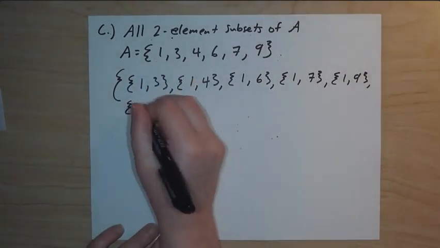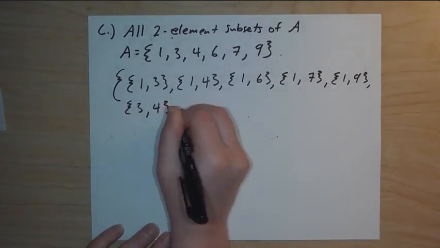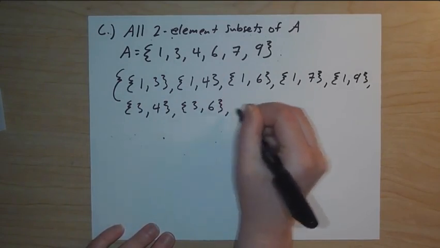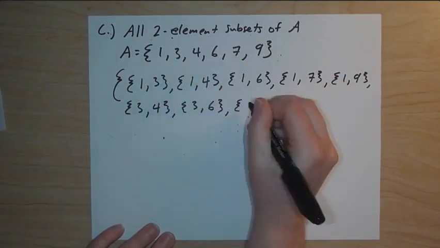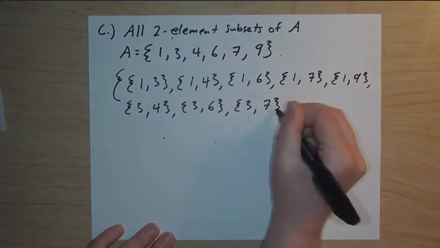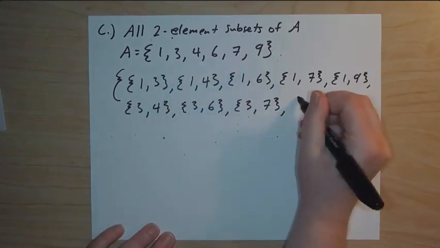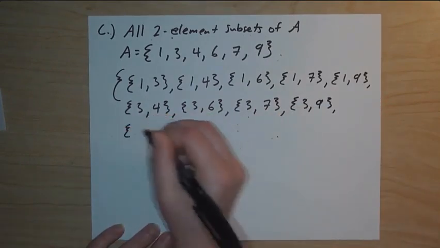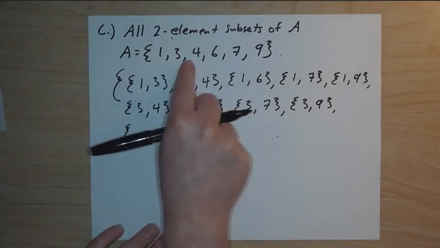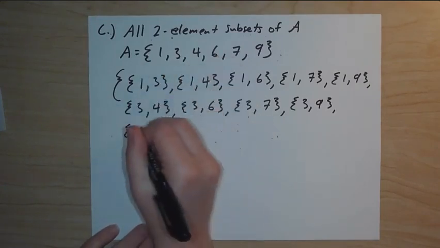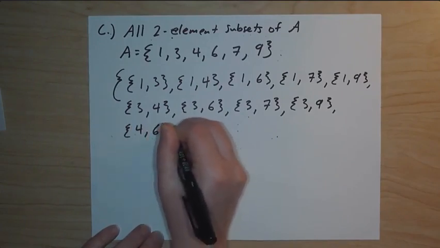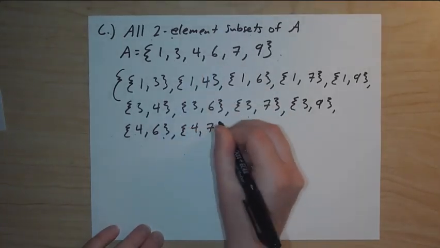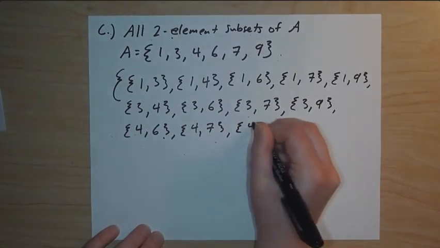I see 3 and 4. And then 3 and 6. 3 and 7. 3 and 9. And then now that we've done all the 1s and 3s, I'm going to move on to 4s. So we have 4 and 6. We have 4 and 7. 4 and 9.